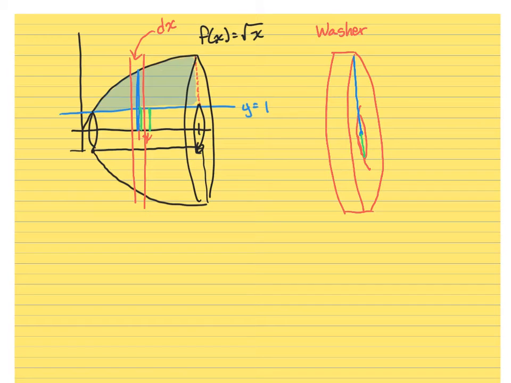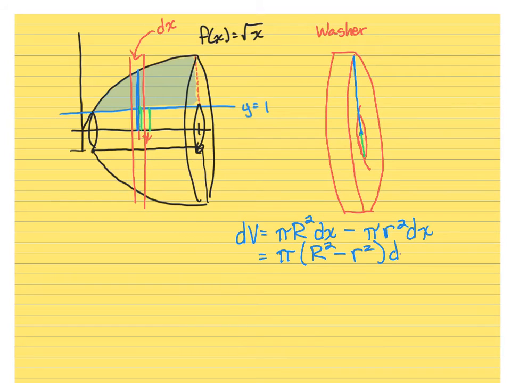And so the volume will look like this. In general, it's just going to be the volume of the big disk minus the volume of the little disk with little r. If we factor a little bit, we can pull the pi out, and we just get pi times big R squared minus little r squared dx. So there's going to be the volume. This is a method called the washer method, and we'll always end up with that as our volume of the washer.